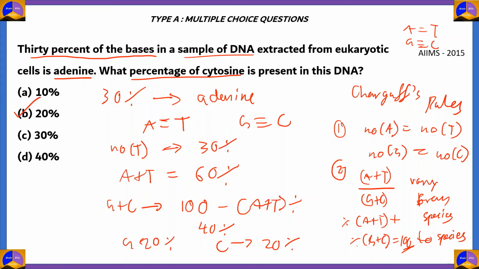Using Chargaff's rules, we've calculated the amount of thymine, and using the second rule, we found out the combined percentage of guanine and cytosine in that DNA, and then we split it into 2 to get the percentage value of cytosine present in the DNA. And that value is option B, 20%.